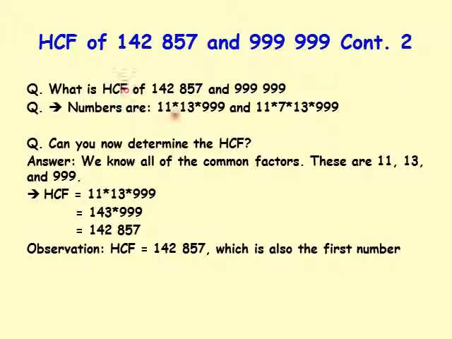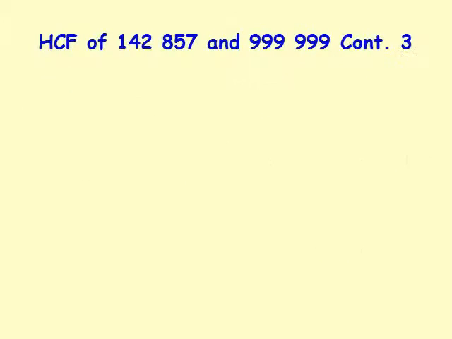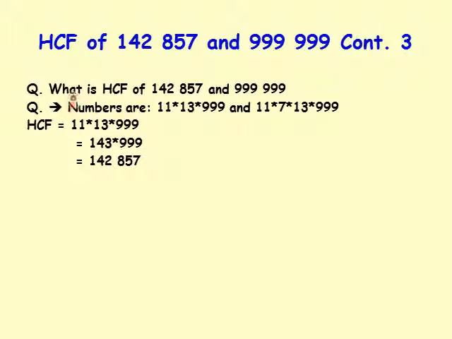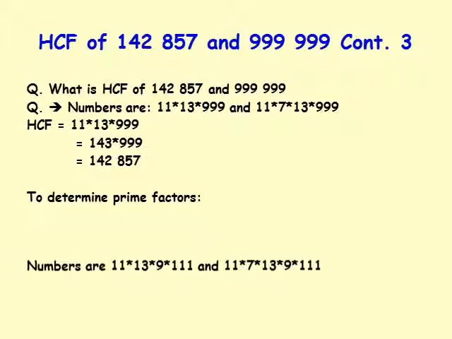Now we already know the HCF, we already computed it, but we did not use the prime factors. So let's go do the prime factors now. 11 is prime and 13 is prime. 999 is not a prime, so let's split that into prime factors.